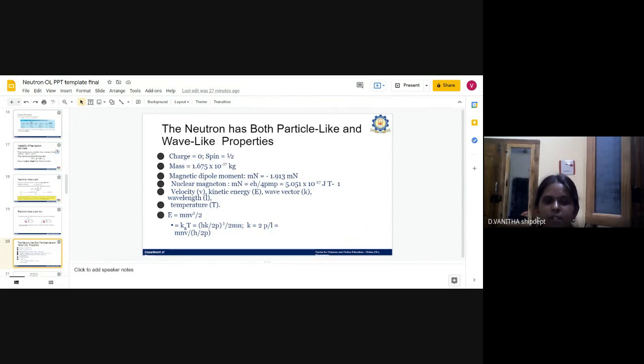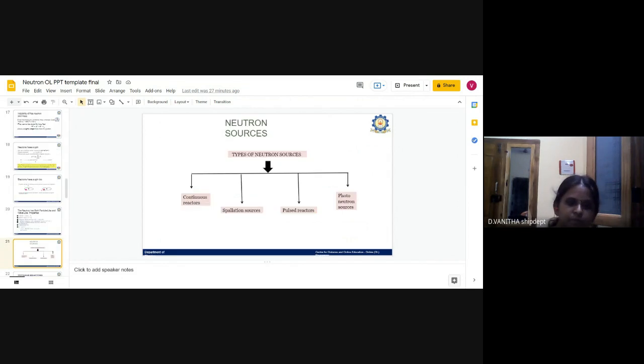The magnetic dipole moment is minus 1.913 nuclear magneton, where the nuclear magneton is 5.051 into 10 to the power minus 27. So the velocity, kinetic energy, wave vector, wavelength and temperature all have to be calculated for the neutron.